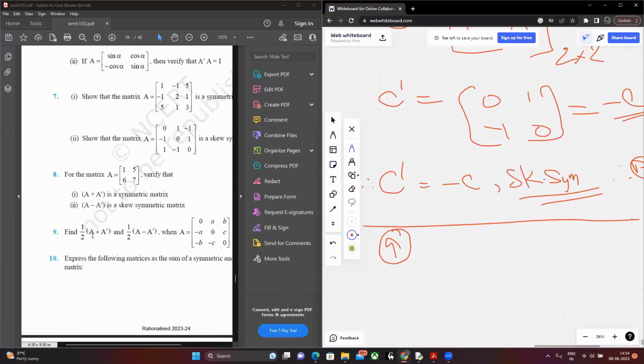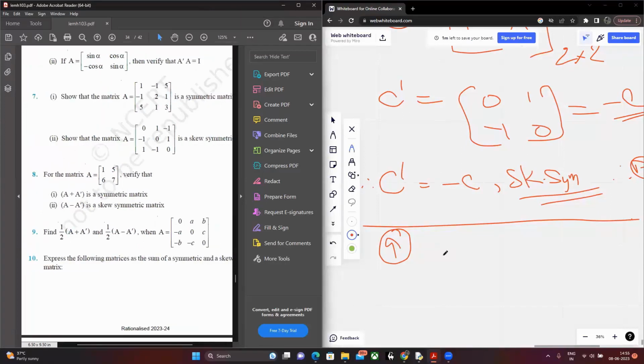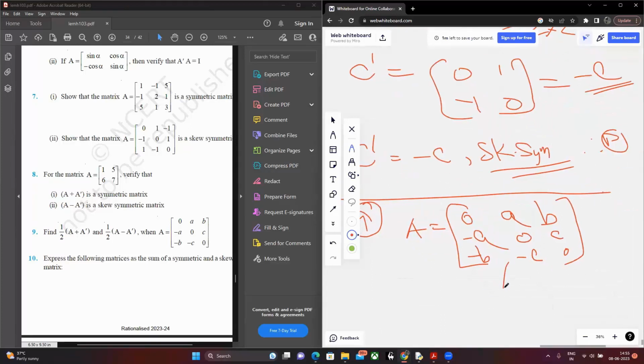Question number 9. Find half of A plus A dash and half of A minus A dash, where A is the matrix 0, A, B; minus A, 0, C; minus B, minus C, 0. When you're doing it in the CBSE boards, you have to do the long way. If you're doing a competitive exam like JEE, you have to do the short way. Notice that this A over here, the matrix 0, A, B; minus A, 0, C; minus B, minus C, 0, itself is skew symmetric.